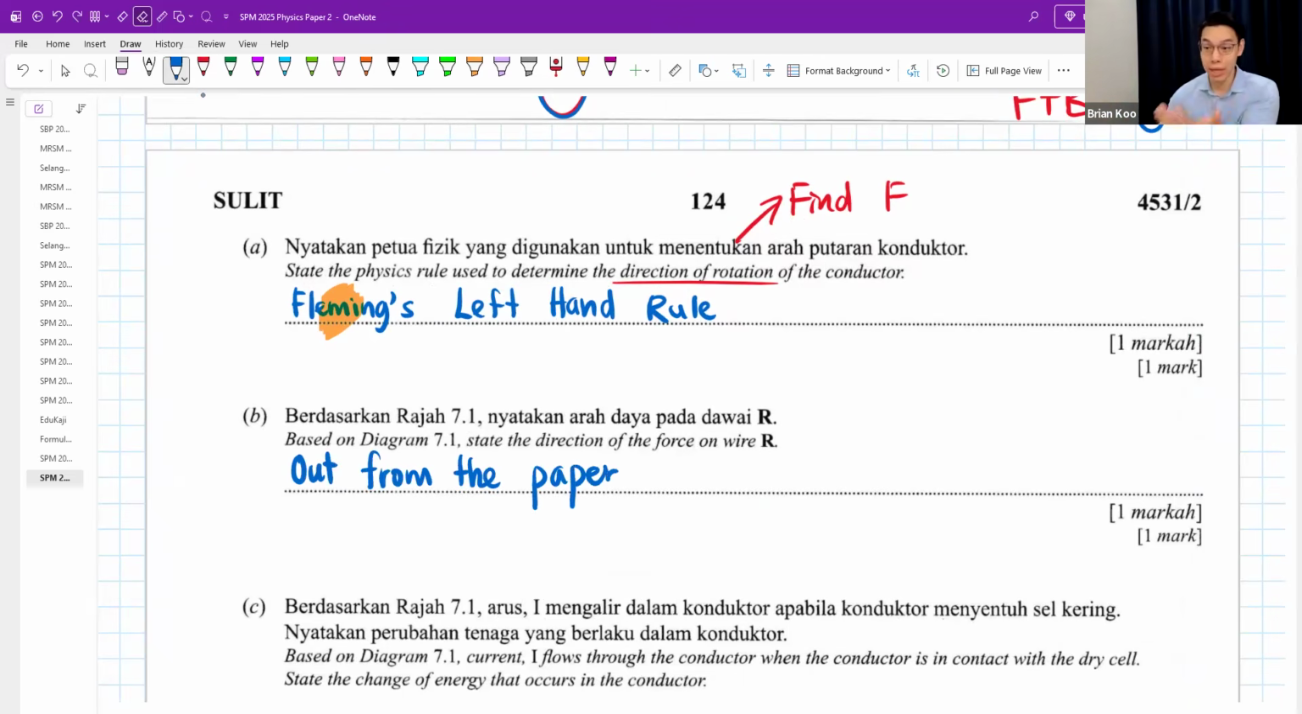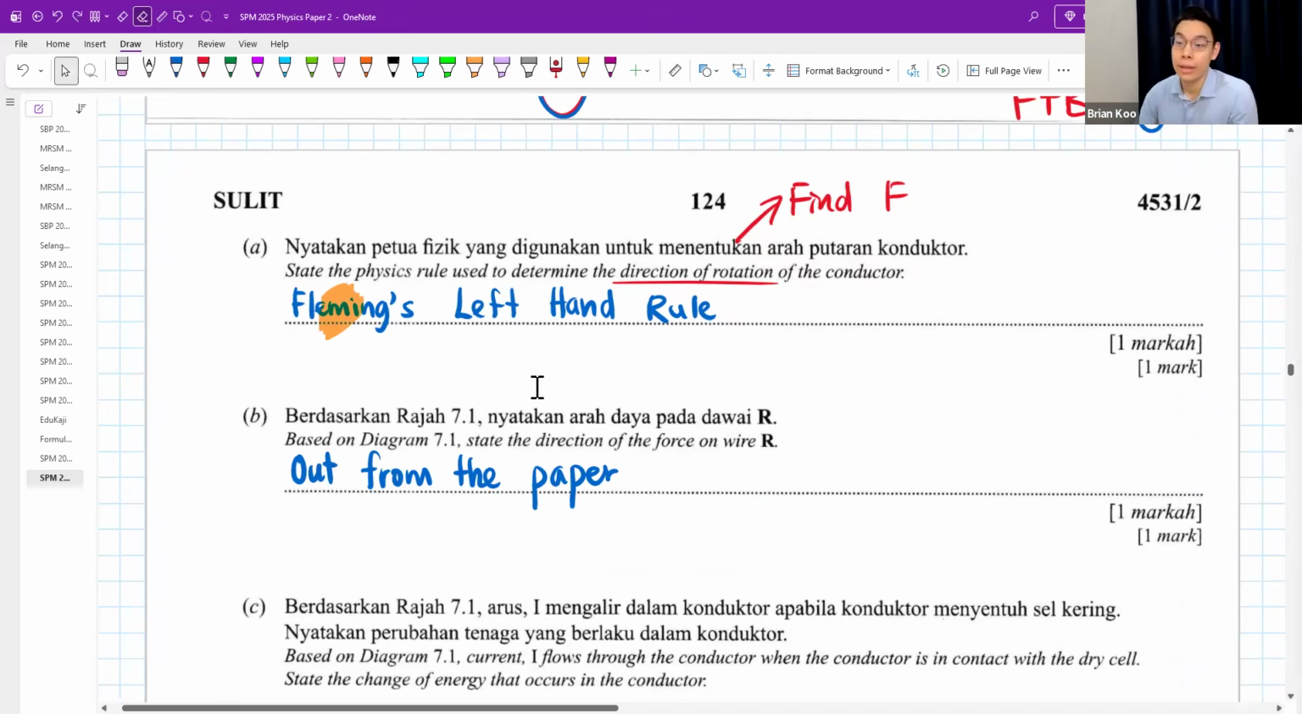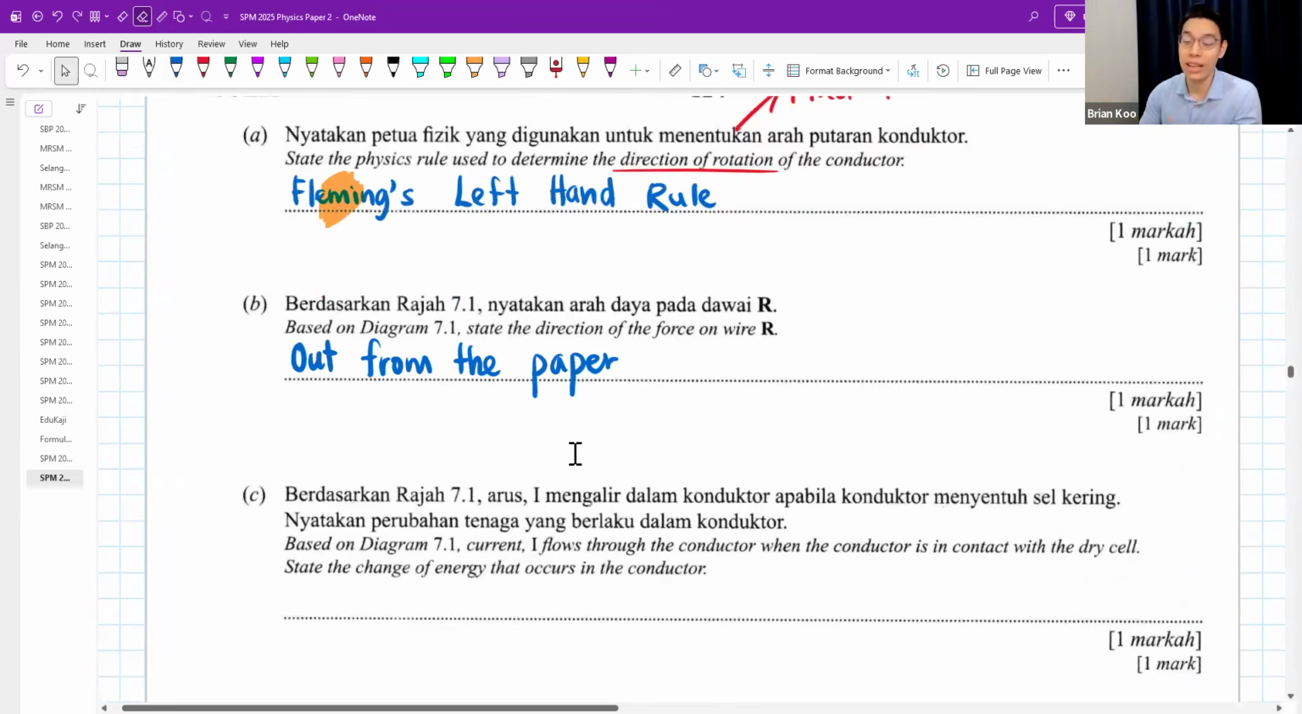This is how you would explain it: come out from the paper or go into the paper. This is in and out if they ask you to talk about 3D.